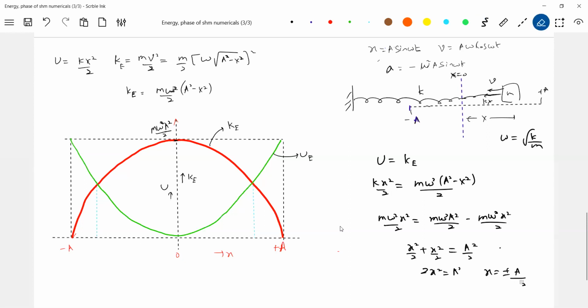So at what point will both be equal? Both will be equal at a distance of a by root 2. From where? From the mean position. X equals 0, I'll measure from the mean. So somewhere here at a distance of a by root 2, potential and kinetic energy will both be equal. How many times in one cycle will potential energy become equal to kinetic energy? Four times potential energy will be equal to kinetic energy in one cycle, or in one oscillation.